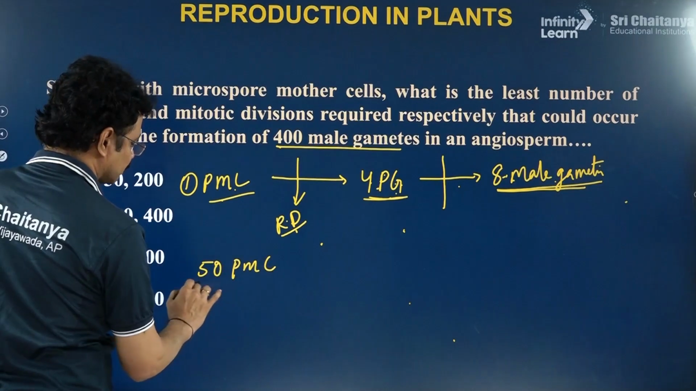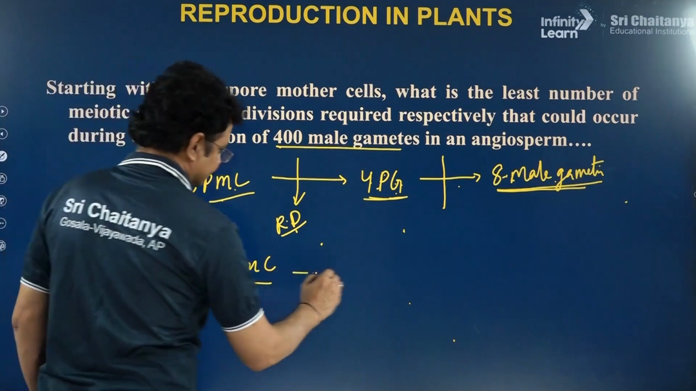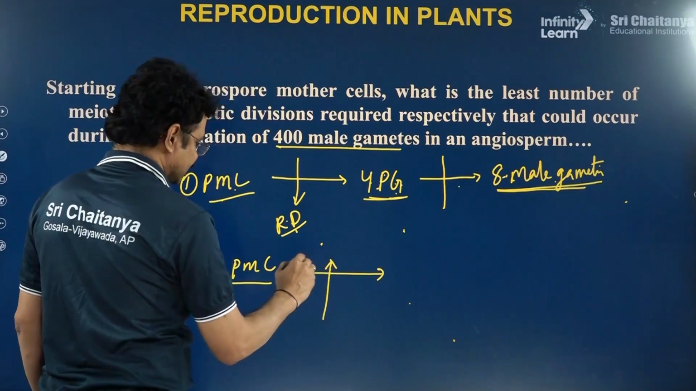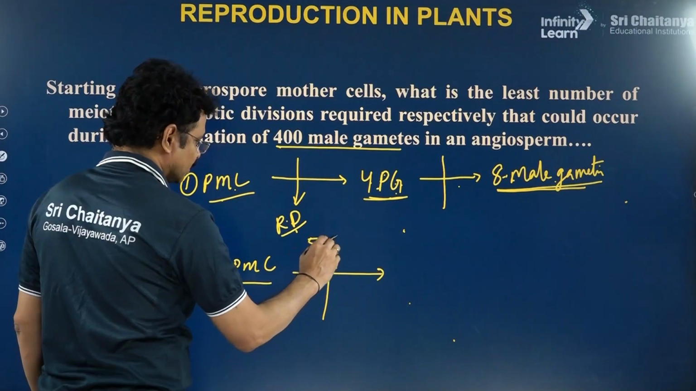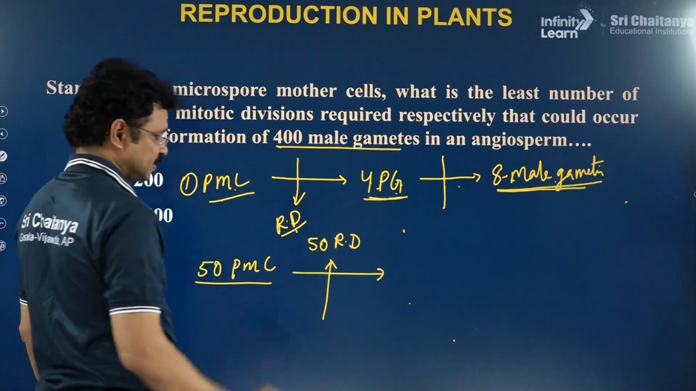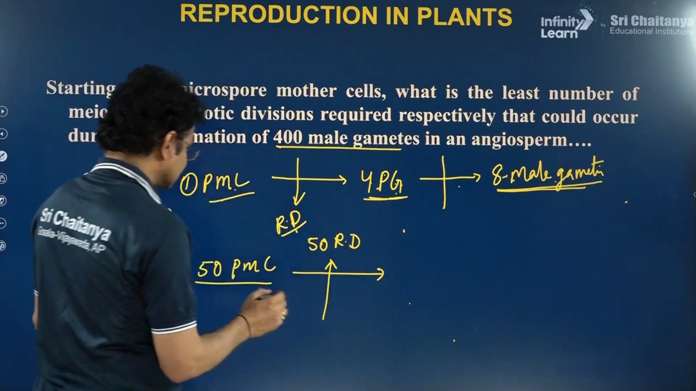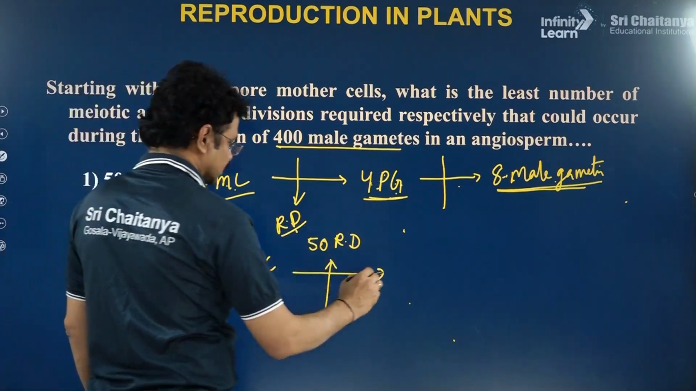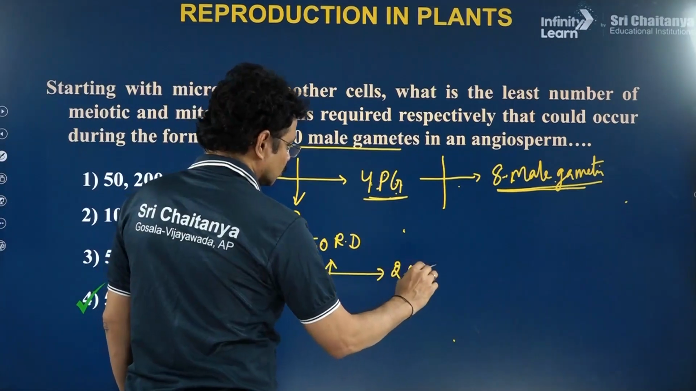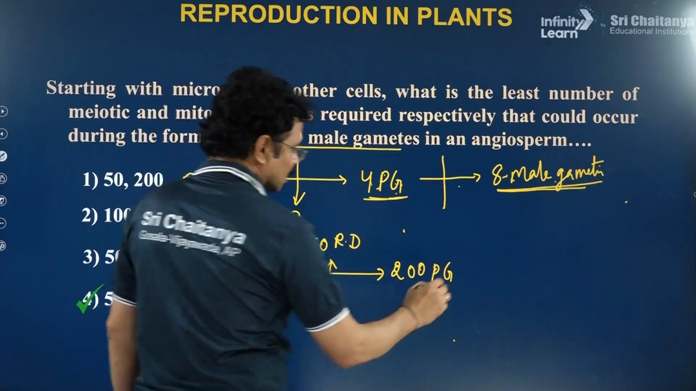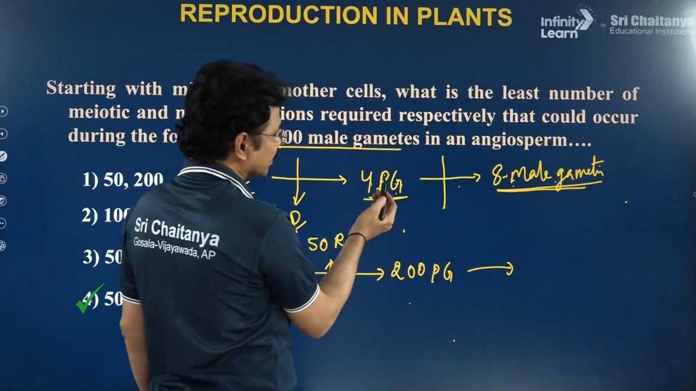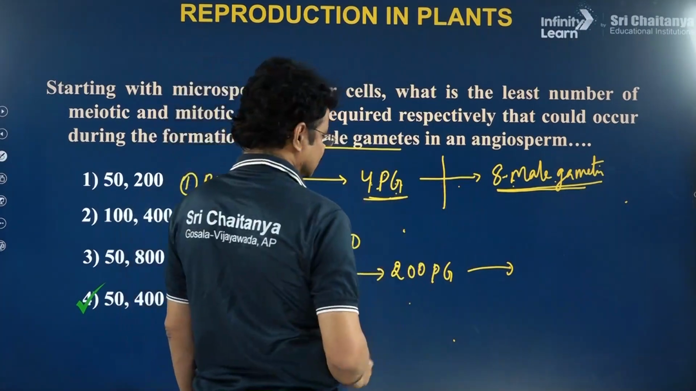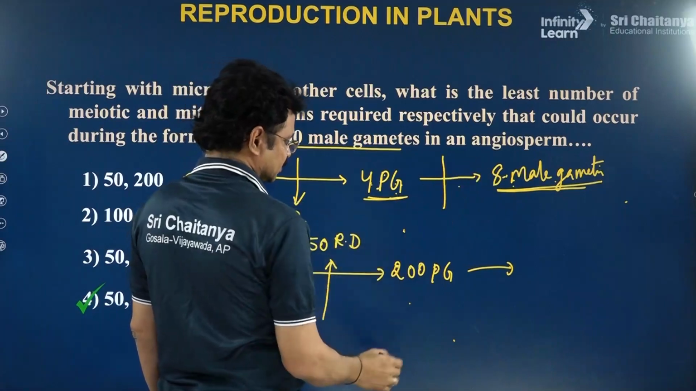Total required number of pollen mother cells: 50. These 50 cells undergo 50 meiotic, nothing but reduction divisions. Then the total number of pollen grains from each pollen mother cell is 4. So 50 into 4 is 200 pollen grains. How many male gametes are obtained from each pollen? 2 male gametes. 4 into 2, 8.